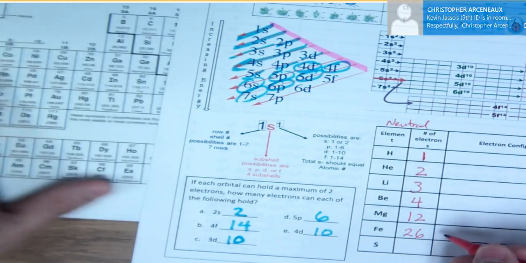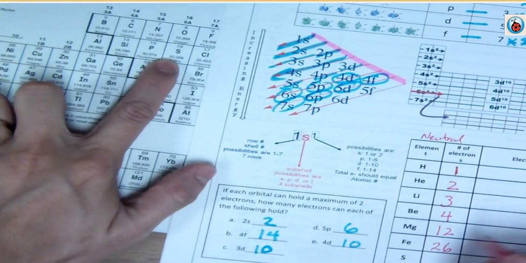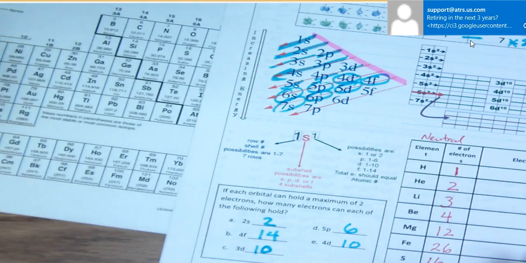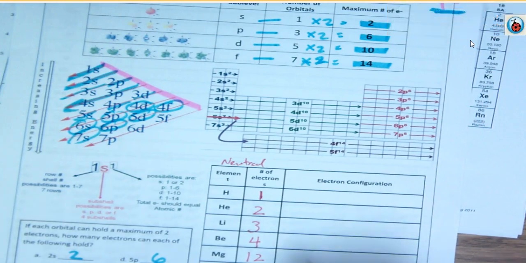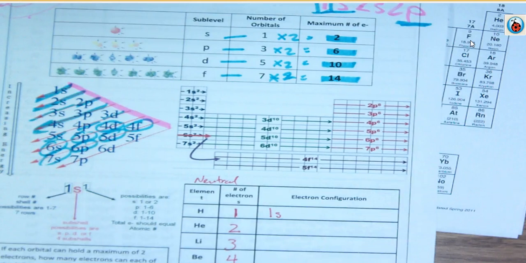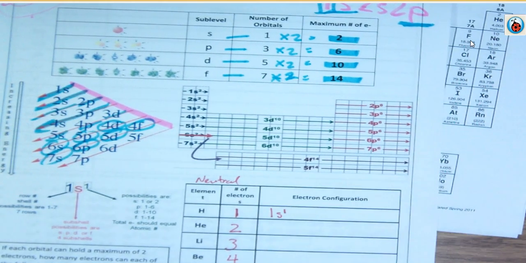And sulfur is right here, atomic number 16. So 16 electrons. Okay. So if you have that, we go in this order, kind of like this. The first thing is 1s. Okay. And we only have 1 electron, so we put that 1 electron there. 1s1. That's the electron configuration for hydrogen.